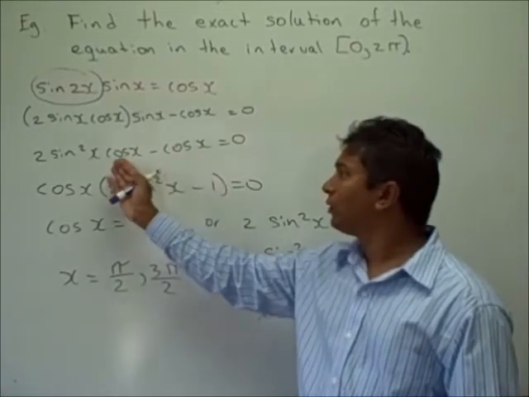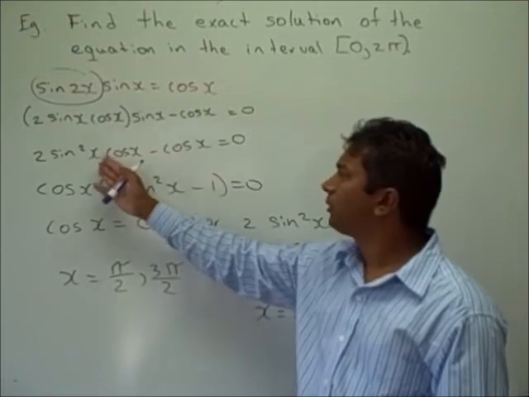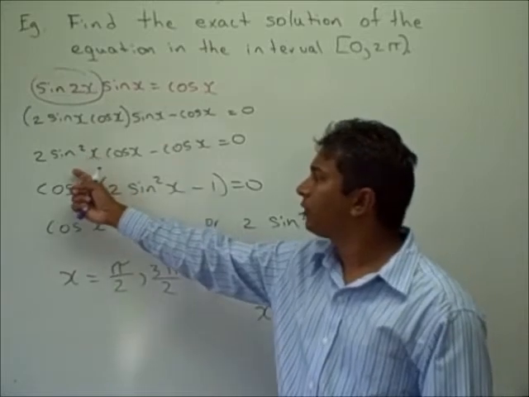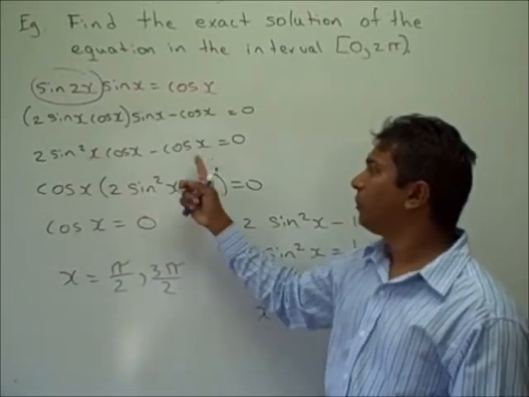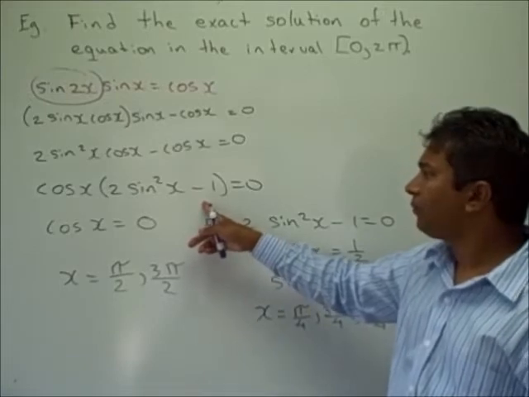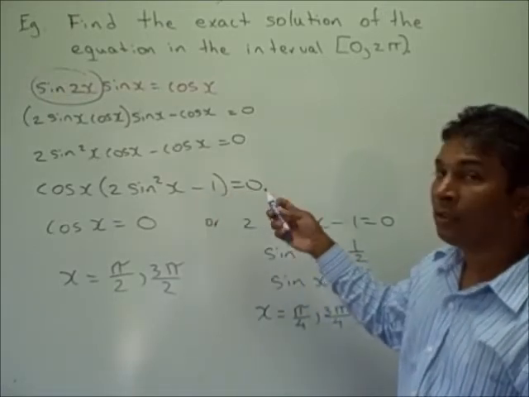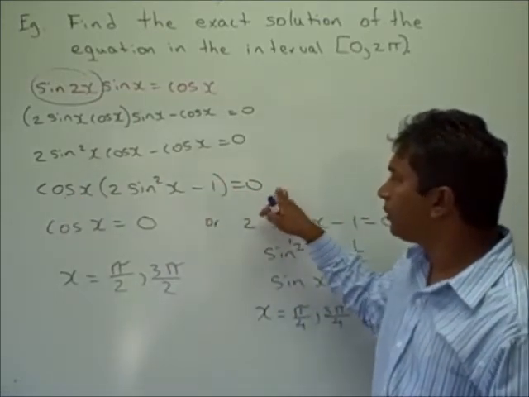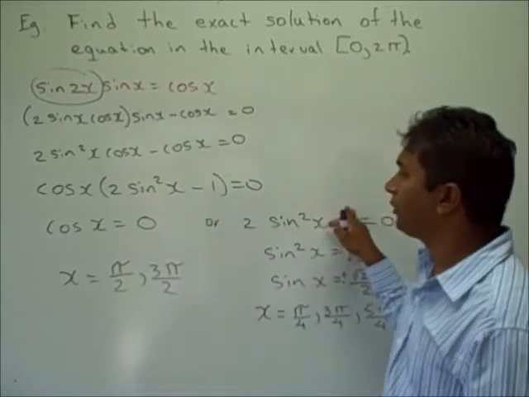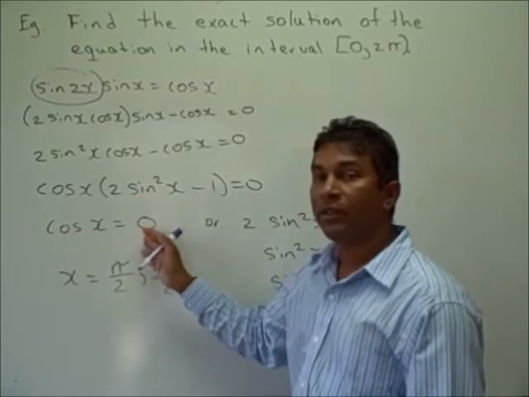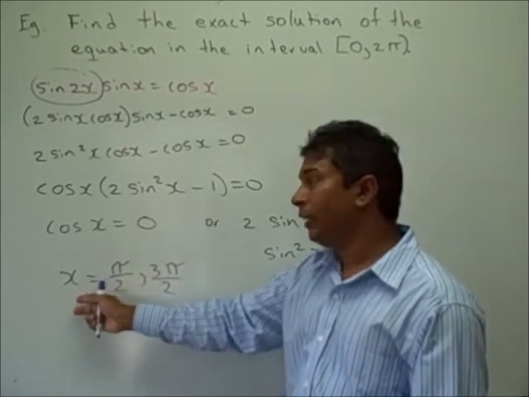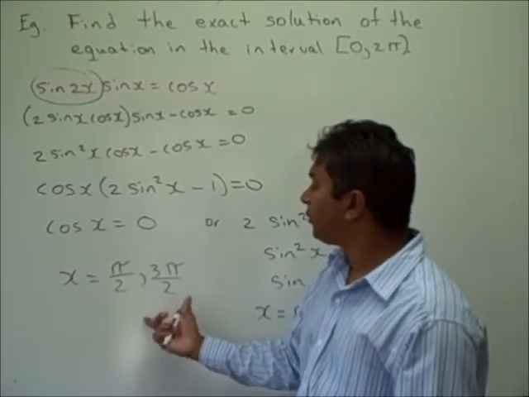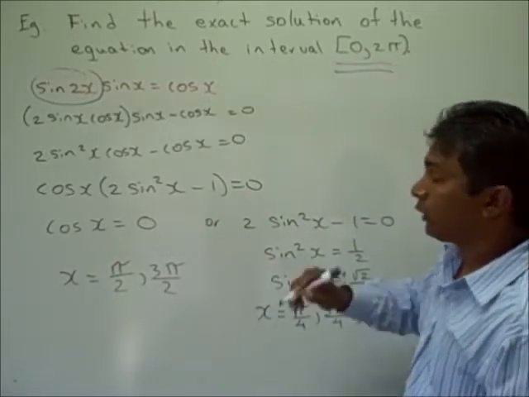From this we can see that cosine x is common to both terms. So we can factor out the cosine x, and we're left with 2 sine squared x minus 1. Now this is an equation we can solve using our zero factor property, so we can set cosine x equal to 0 and 2 sine squared x minus 1 equal to 0. So here we have cosine x is equal to 0. Cosine x is equal to 0 at the angles pi over 2 and 3 pi over 2 within the interval of 0 to 2 pi.